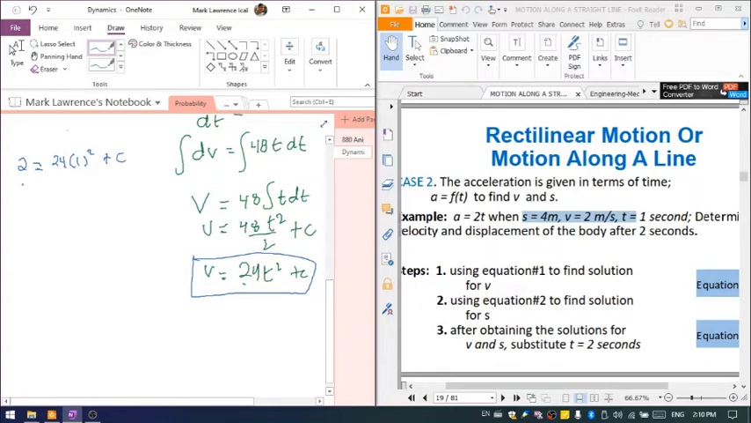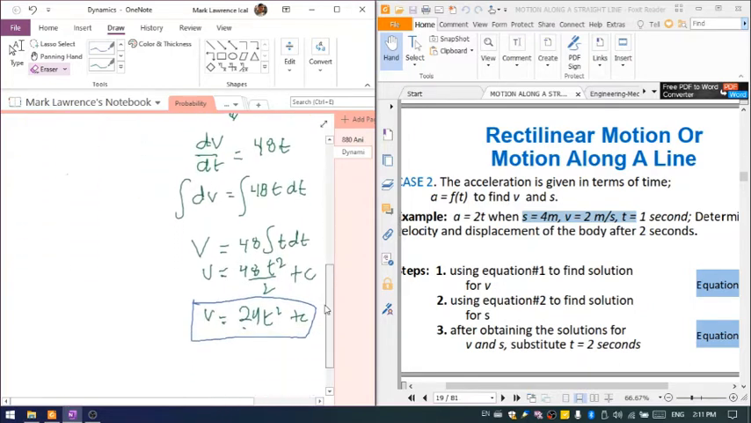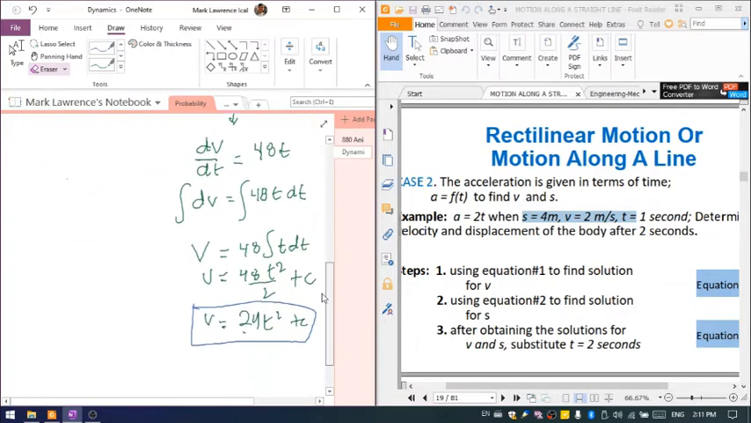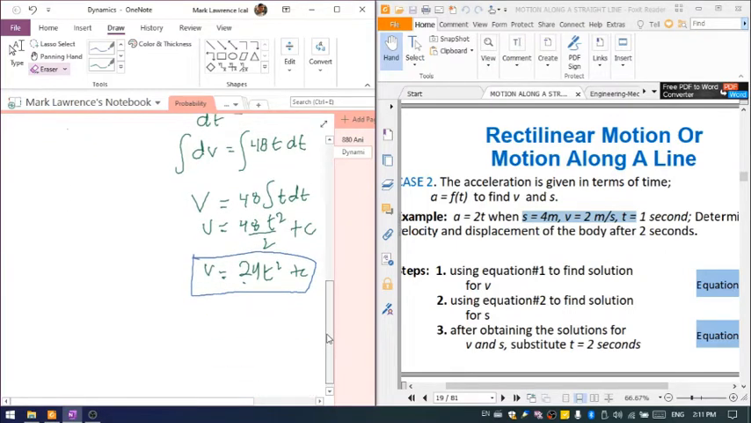So 2t squared plus c. No, sorry. Hindi yata mag-eksakto yun. Iba nga pala itong problem natin. 48t nga pala to. Hindi pala to 2t. Okay, so continue na lang natin.